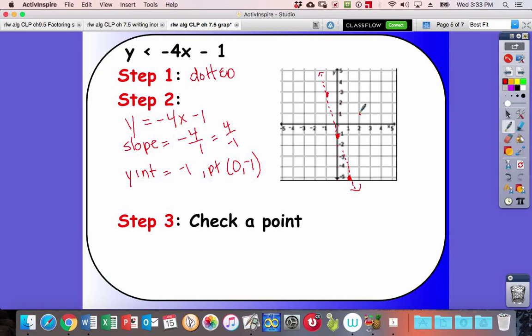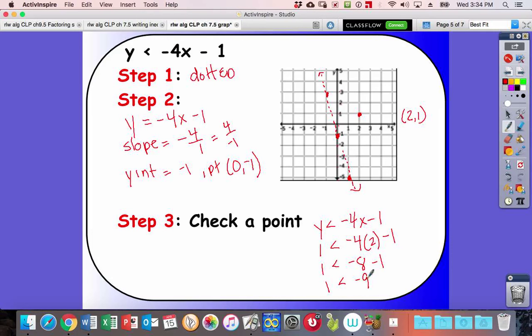Let's pick this one right here. That point is (2, 1). X is 2, Y is 1. So when I come down here, I'm going to plug it into y is less than negative 4x minus 1. And I know y is 1, negative 4, x is 2, minus 1. So let's see, 1 is less than negative 8 minus 1. 1 is less than negative 9.